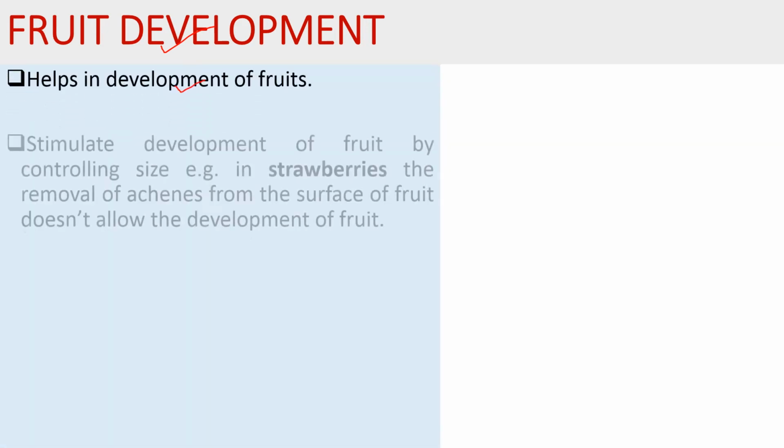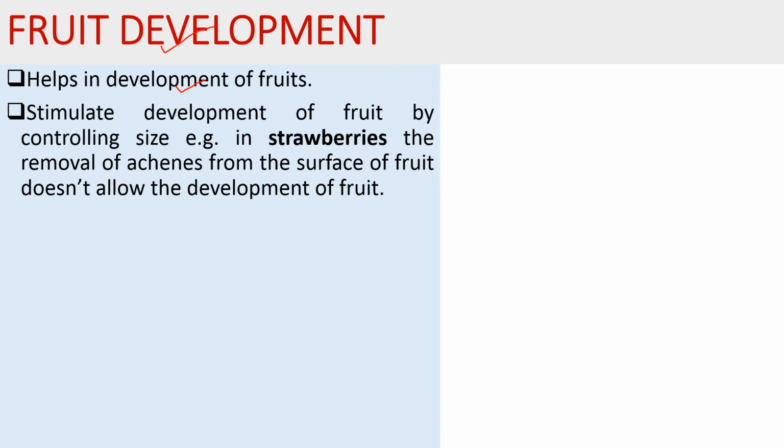Auxin also plays a very important role in fruit development. It helps in the development of fruits and stimulates development of fruit by controlling size. In the case of strawberries, there are some seed-like structures called achenes, and they are thought to be the source of auxin. इनको auxin का source माना जाता है.